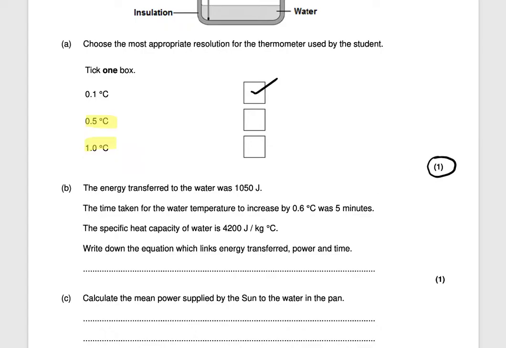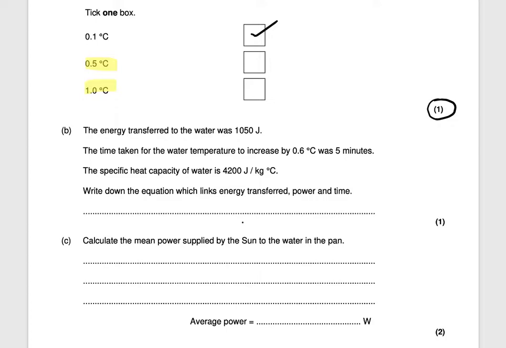It says the energy transferred to the water was 1050 joules. The time taken for the water temperature to increase by 0.6 degrees was 5 minutes. The specific heat capacity of water is 4200 joules per kilogram per degree Celsius. Write down the equation which links energy transferred, power and time. So it's just something you need to know. Power is equal to the energy transferred divided by the time. Okay, and that would get you 1 mark.